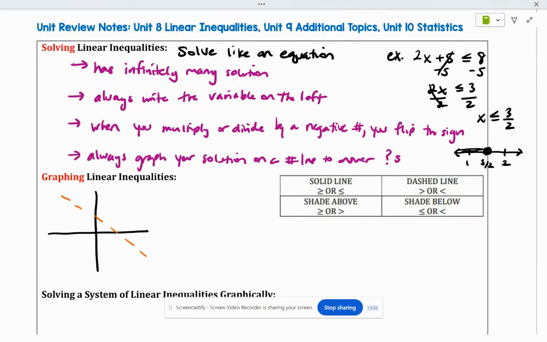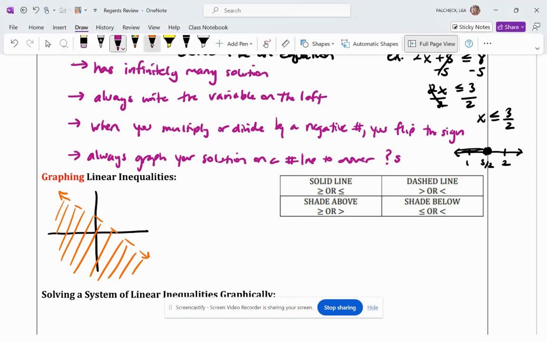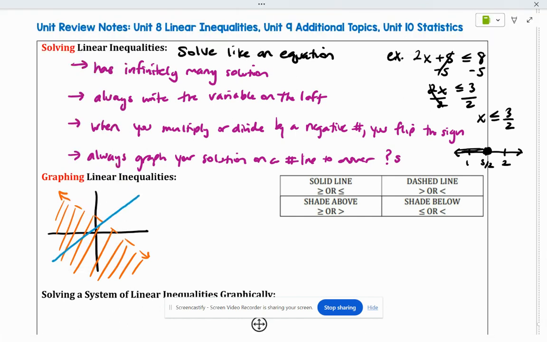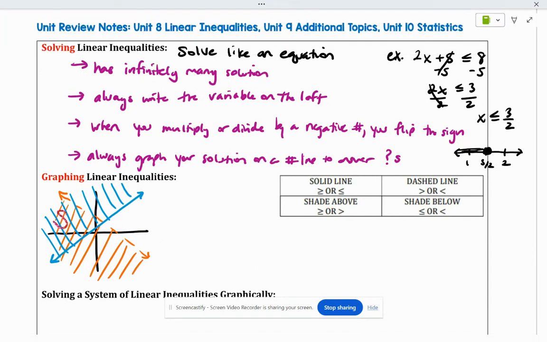So you got like a dashed line, right? And so you shade down. Then you have a solid line. Shade up. And then you put a big S in the region where these inequalities overlap. So right here. Okay. Are these ringing a bell? You remember these now? Okay.